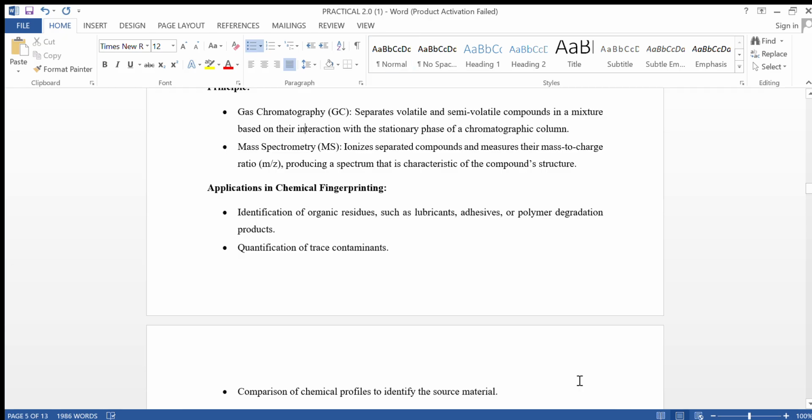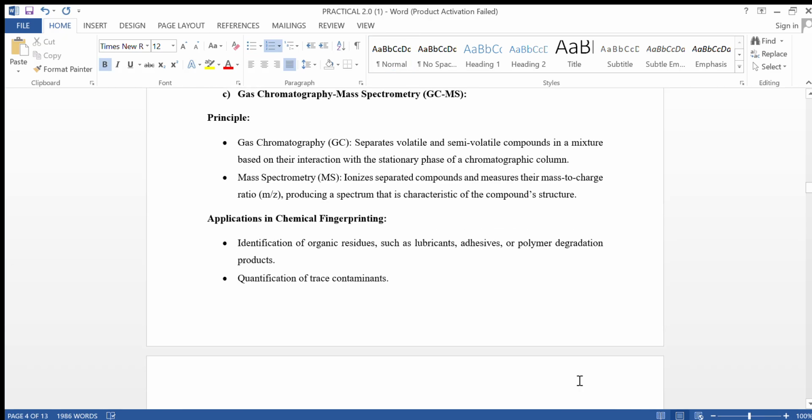Next, our point is GCMS, gas chromatography mass spectrometry. The principle is that gas chromatography separates volatile and semi-volatile compounds in a mixture based on their interaction with the stationary phase of a chromatographic column. Mass spectrometry ionizes the separated compounds and measures their mass to charge ratio, m over z, producing a spectrum that is characteristic of the compound structure.